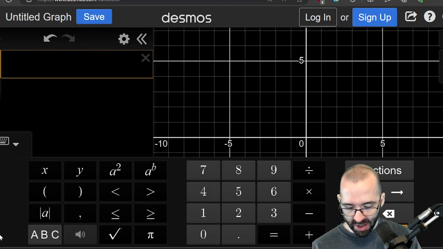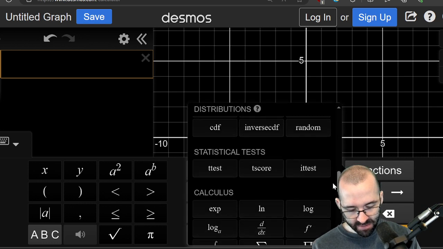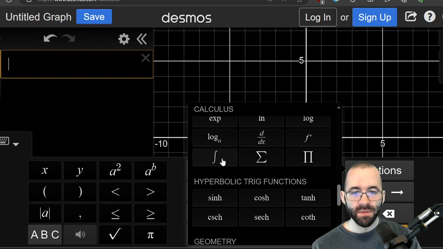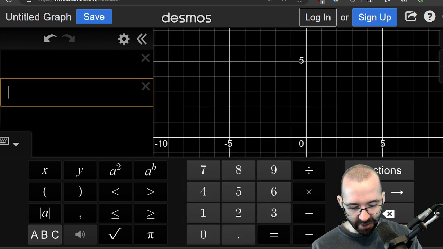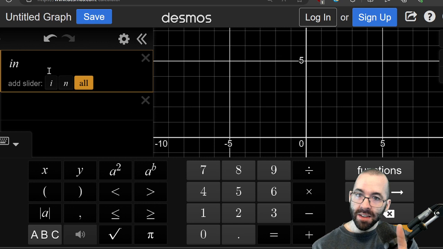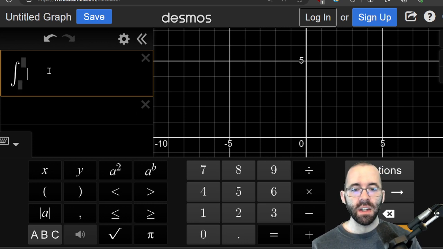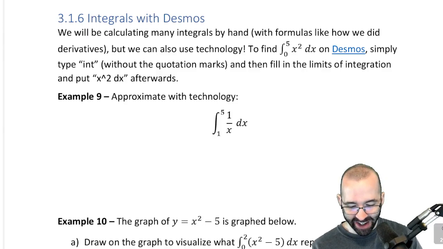There was probably a button somewhere down here. You go under calculus. Yeah, there's a button down here as well if you want to use that button, but it's much quicker for me to just write I, N, and as soon as you write the letter T, it transforms into an integral. And then you can fill it in as you want. So let's show this off right here with our first example.